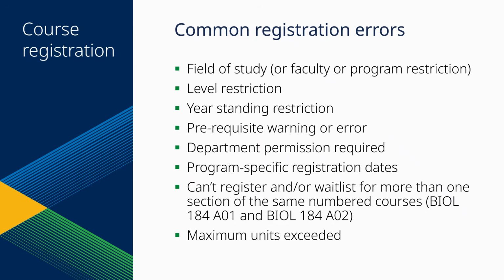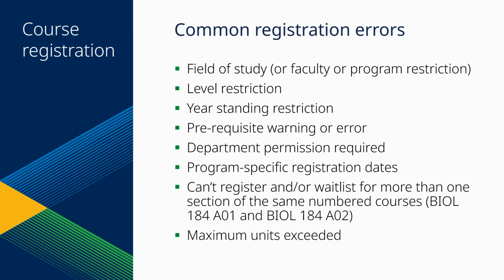Additional messages you might encounter often relate to your eligibility for a particular course or a section of a course. This can include field of study restriction, level restriction, year standing restriction, or prerequisite error. Those first two might occur when there's a requirement to be enrolled in a particular program or at a certain level of study in order to register. Departments may place restrictions on who can register in a particular course or designate different sections of a course for students who are either enrolled or not enrolled in one of their programs. Additionally, registration in some courses may be restricted to students in a certain program until a specified date.